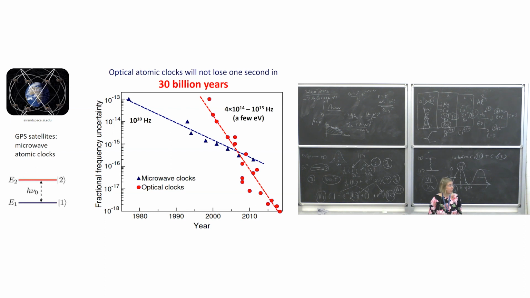By the way, at 10 to the minus 18, where we are right now, this clock will not lose 1 second in 30 billion years. There are already new prototypes which have stability of 10 to the minus 19. So in 5 years, we'll be right here. How far the rabbit hole goes depends on the optimism of the experimentalists you talk to.